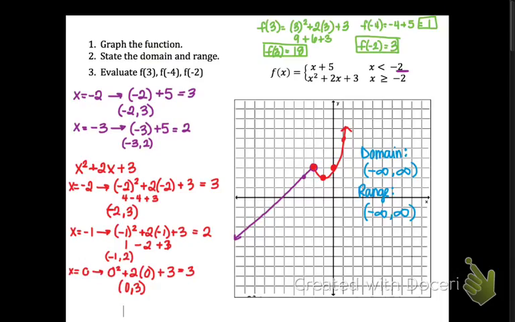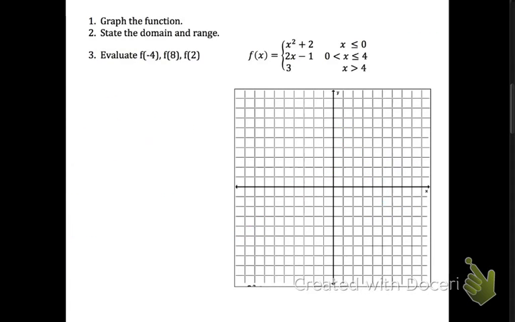Let's look at another example. Okay, I want to graph this function.